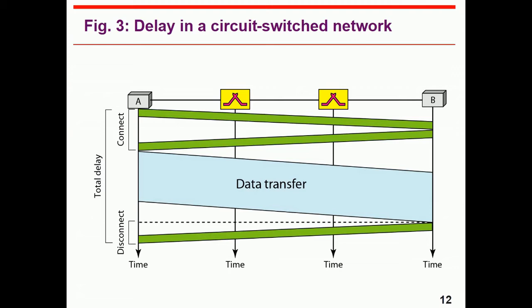If either party among A and B wishes for disconnection, the request is made and all the resources are released. The total delay will be the connection time, the data transmission time, and the disconnection time. It is shown in this figure.